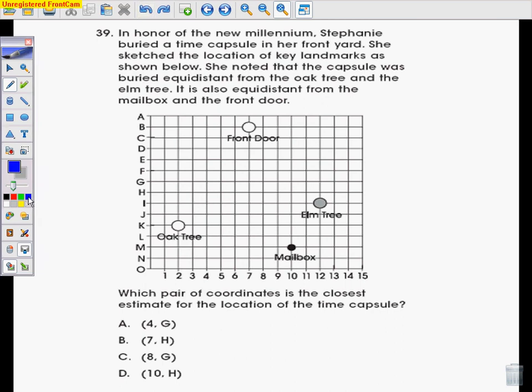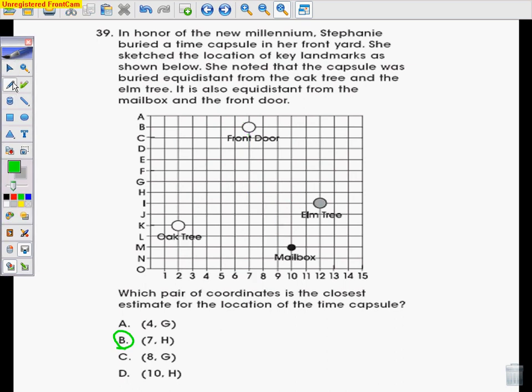Let's look at the 7H. 7H, we go here 7, and then we have H here. So 7H, that's the point there. Does this look like it could be equidistant from the oak tree and the elm tree? Well, it's pretty close. It also says that it's equidistant from the mailbox and the front door. So that does look like it's pretty close. So I'm betting that the answer is going to be B here. Okay? But let's just go through and check the other points just to make sure. In fact, let's just go ahead and erase that.